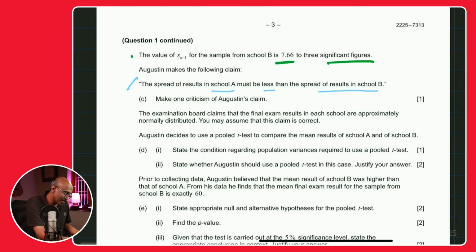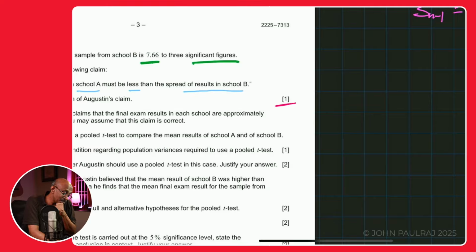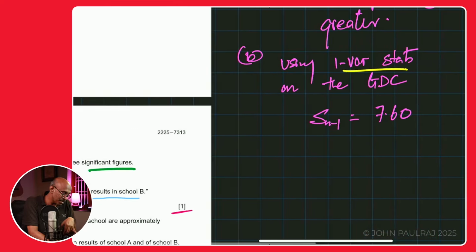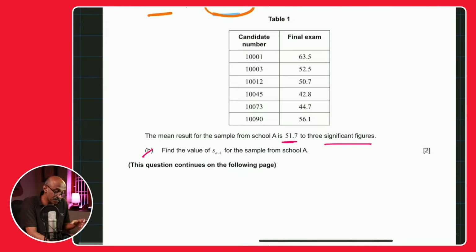Make 1 criticism of Augustine's claim. That is what they've asked. 1 point again. Make 1 criticism. Well, you know what? 7.60. And remember, these are based on the sample. The 7.60 that we found out is based on the sample of 6 students.